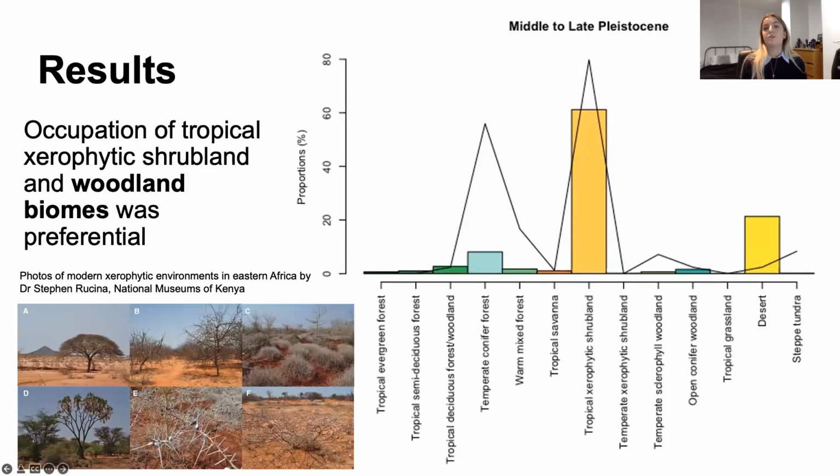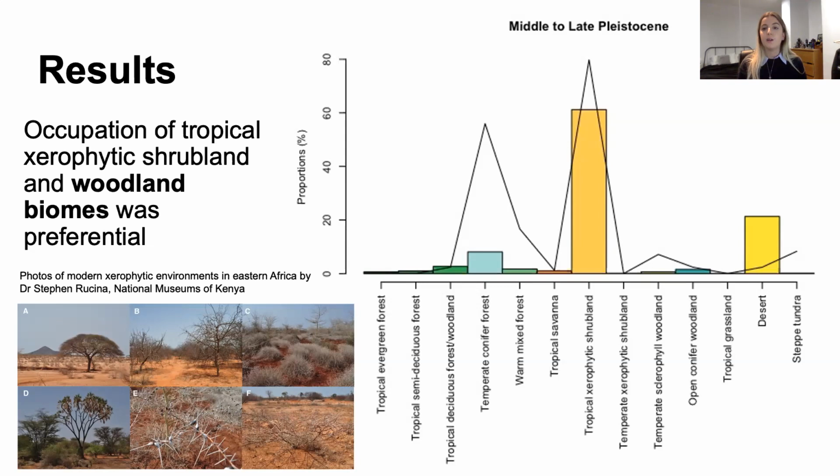However, we then asked, do these environmental changes simply reflect shifts in the underlying ecology, or do they reflect actual changes in habitat preferences? So using a chi-square test, we found that the relative proportions of each biome available across the landscape did not change significantly between marine isotope stages, suggesting that any changes in the biomes occupied do actually reflect a shift in preference.